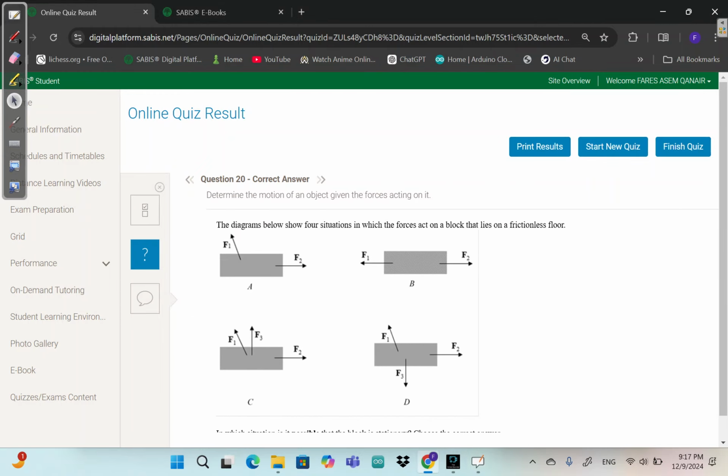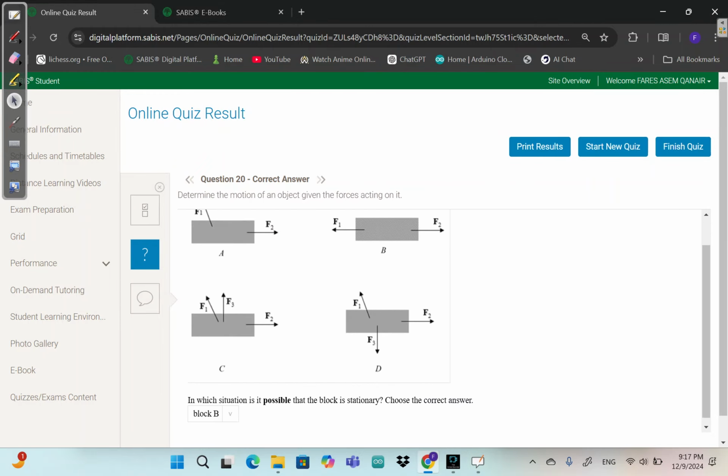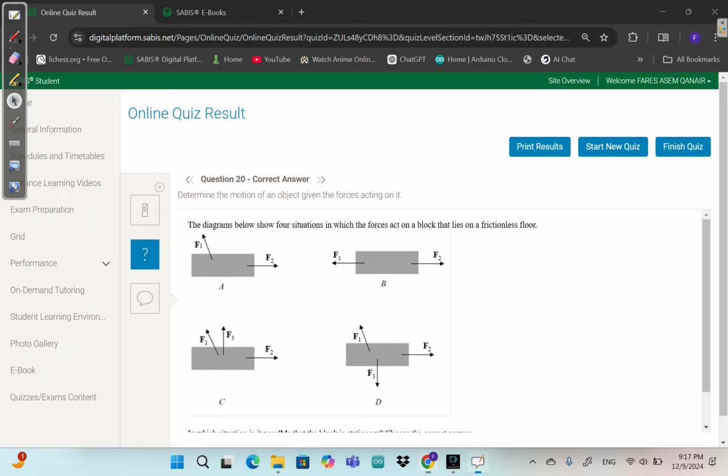Next question now. In which situation is it possible that the block is stationary? So let's look at the diagrams. In A, the forces are not opposite, so there's no way they cancel out. So it can't be stationary. In block C, the forces are again not opposites, so they're not going to cancel out, so the block can't be stationary. Object D is the same thing, they're not opposites, so they're not going to cancel out.